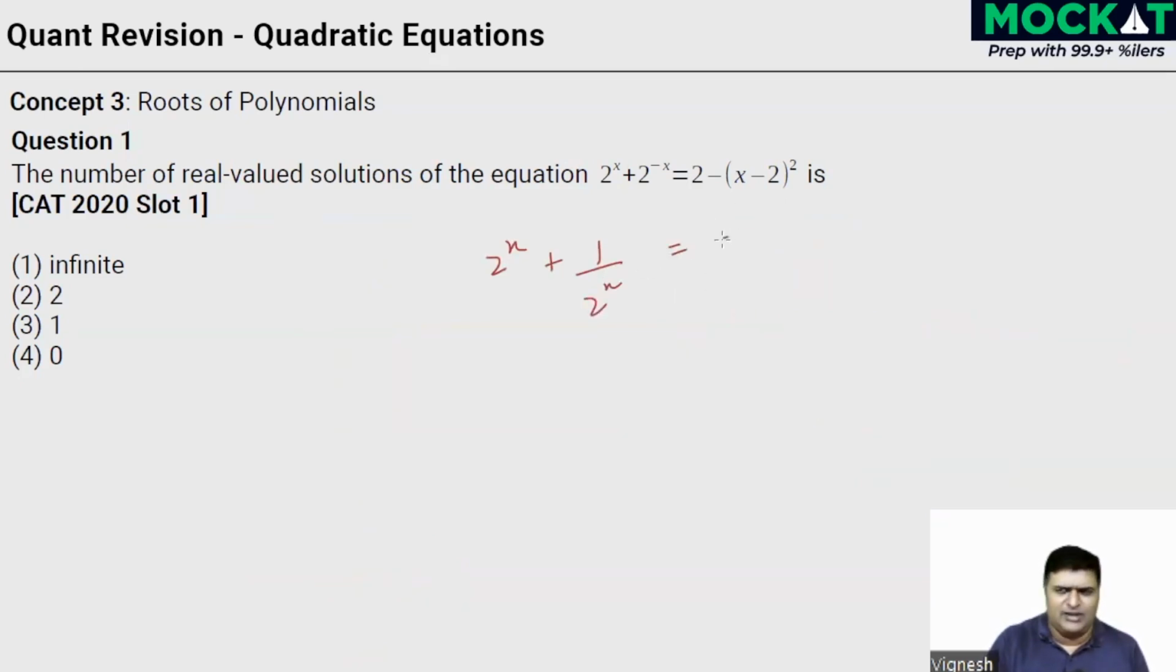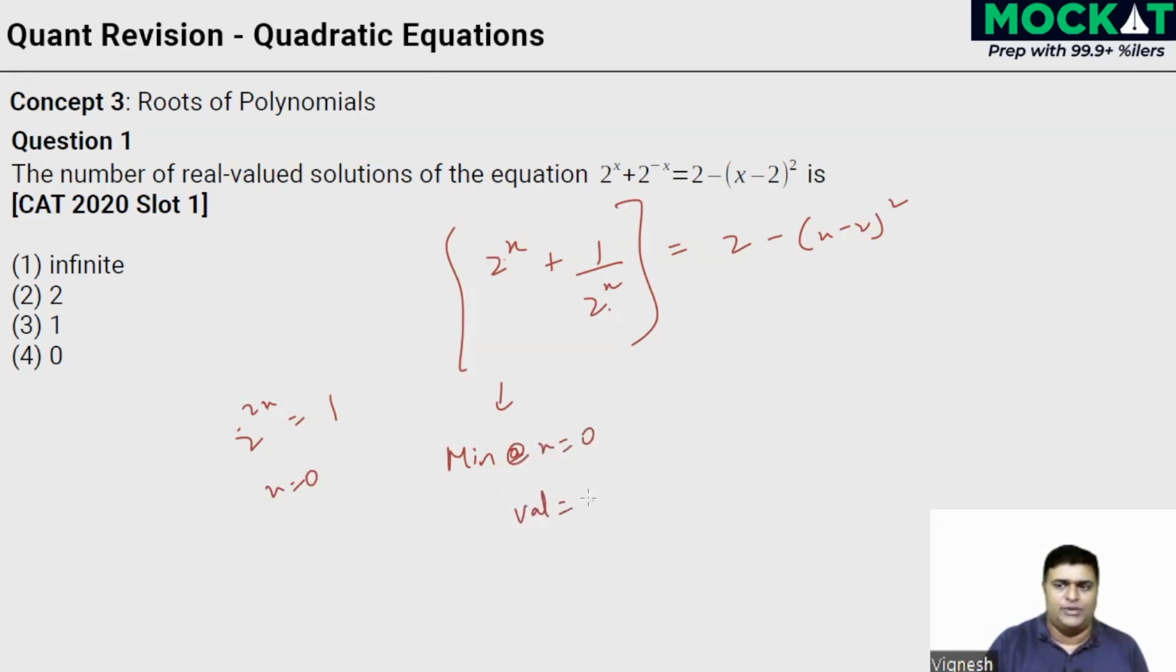Right-hand side over here can be written as 2 minus (x minus 2) whole square. What is the minimum possible value of the sum of two terms where the product is constant? The minimum value over here is going to be when both are equal, right? Both are equal, which means 2 power x equals 1 by 2 power x. So, if you multiply, you're going to get 2 power 2x equals 1. And x is therefore going to be 0. Minimum at x equals 0, value equals 1 plus 1, 2.